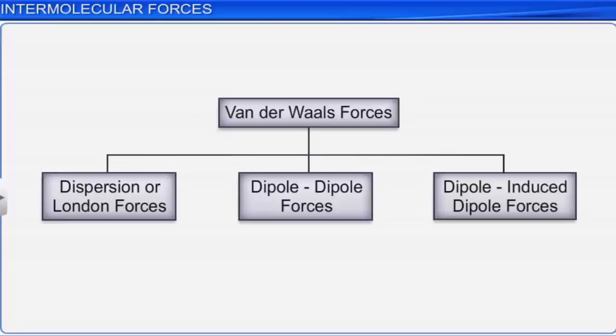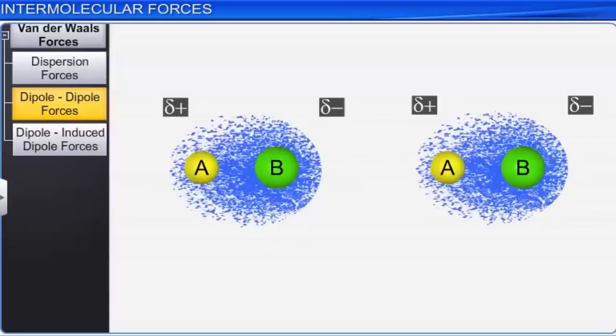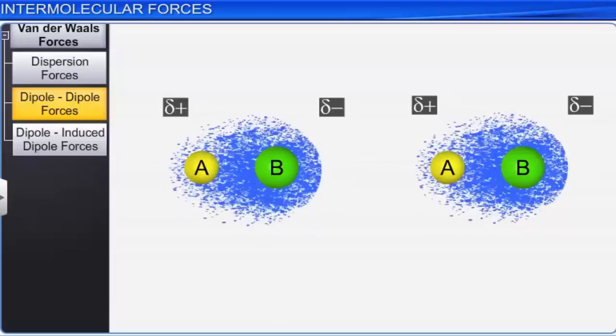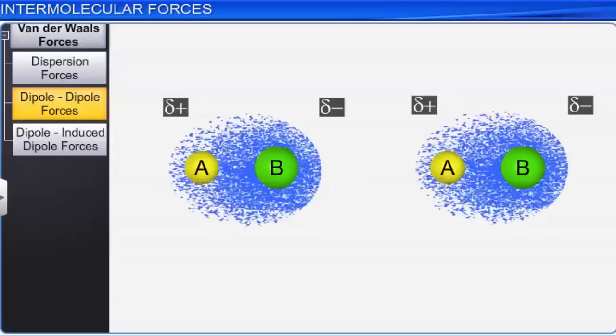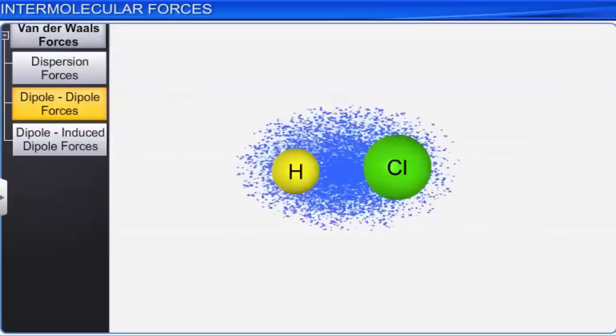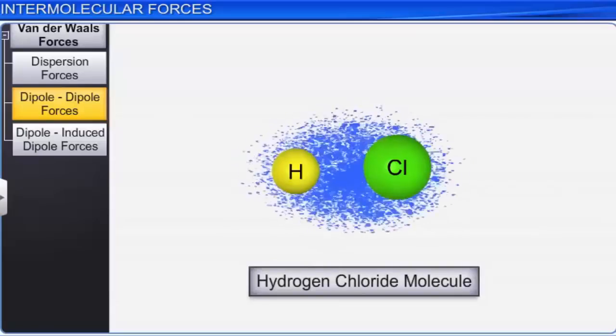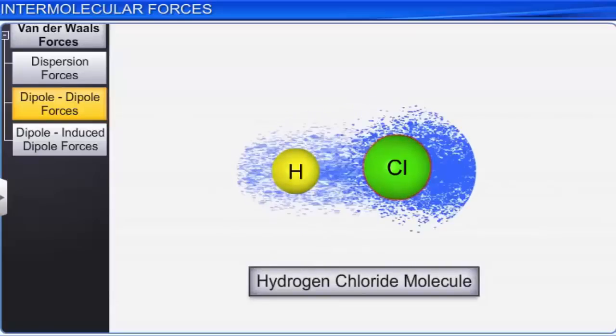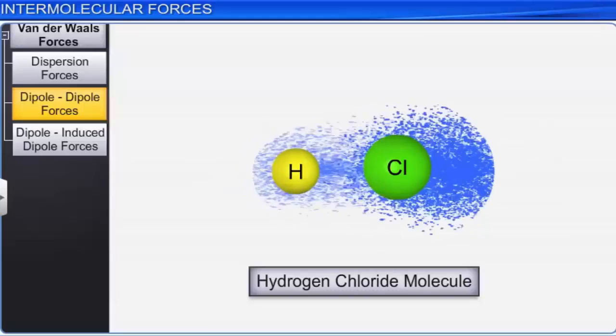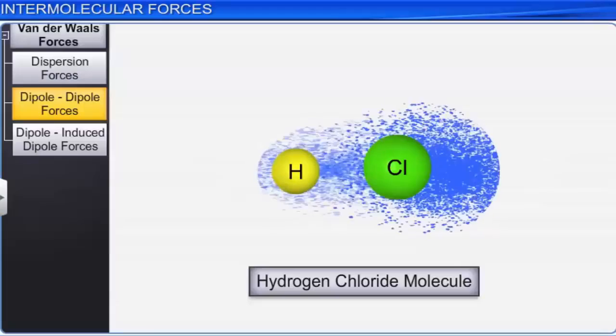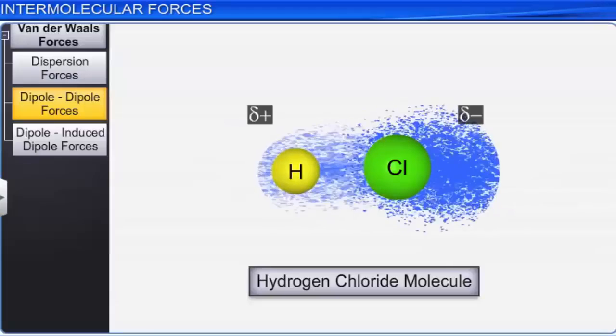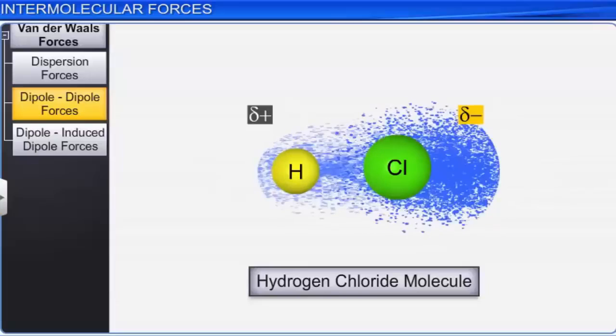Another type of intermolecular force is dipole-dipole forces. The dipole-dipole forces are attractive forces that act between polar molecules with permanent dipole. The ends of the dipoles in a polar molecule possess partial charges which are represented by the Greek letter delta. For example, in hydrogen chloride, due to the greater electronegativity of chlorine, it attracts the electron cloud more towards itself, and thus its end has a partial negative charge and the hydrogen end has a partial positive charge.